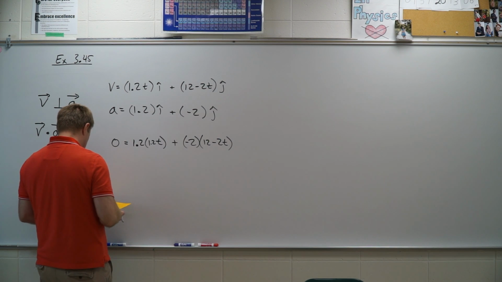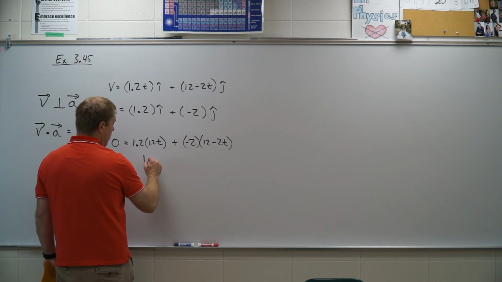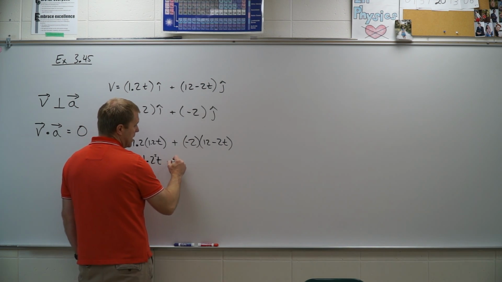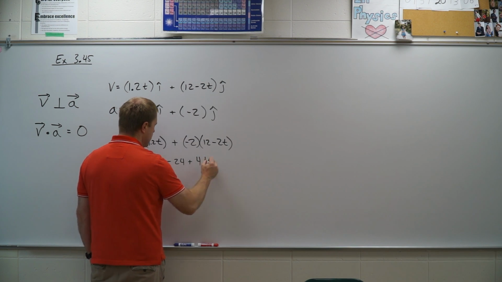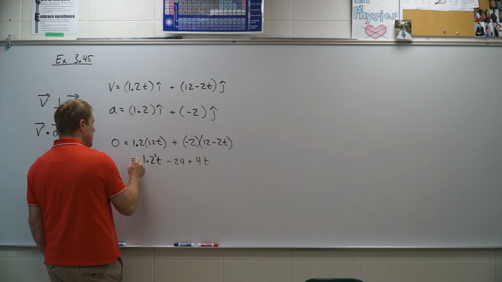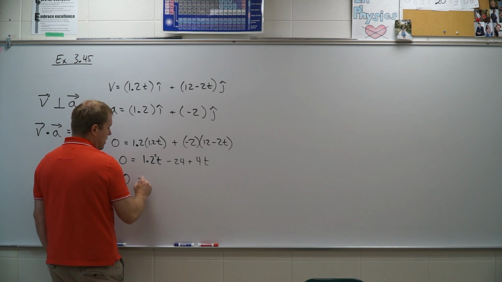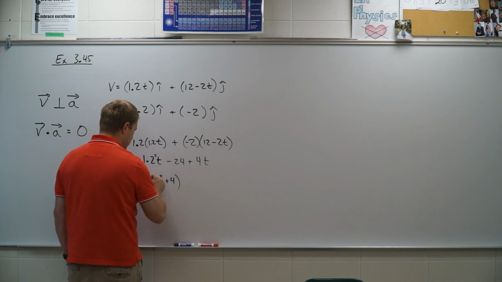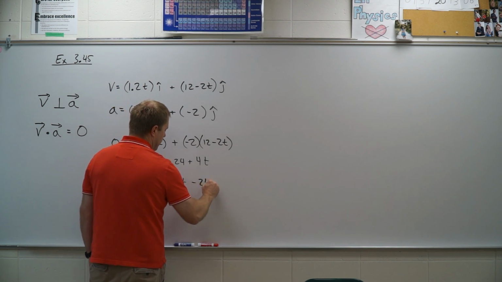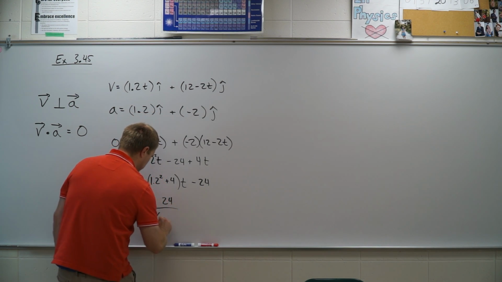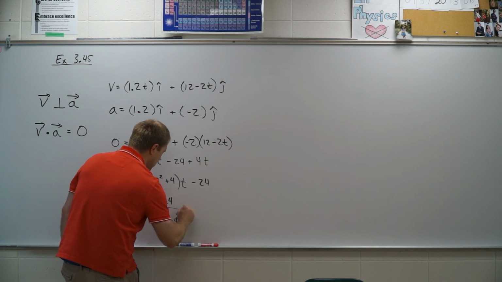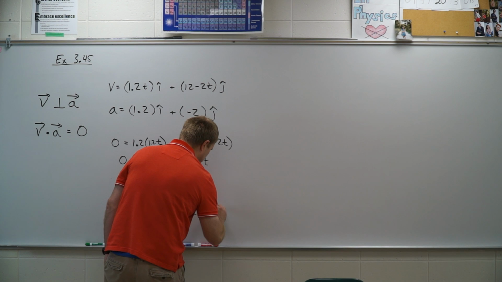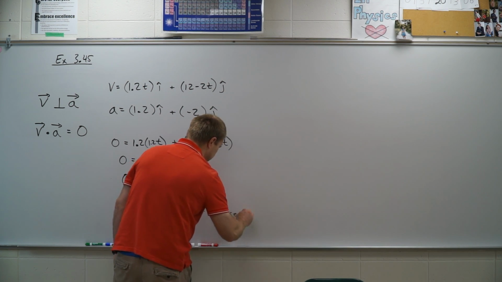So if I go ahead and do this quick here, I end up with 1.2 squared t minus 24 plus 4t. Combine my t's and solve. So what do we end up with? We end up with 1.2 squared plus 4 times t minus 24. So I have 24 divided by whatever 1.2 squared plus 4 is, which will give me my t value, and it should come out to be 4.41 seconds. There you go.